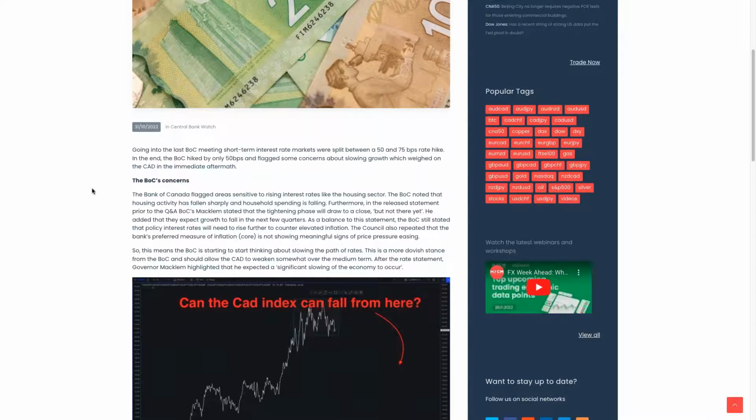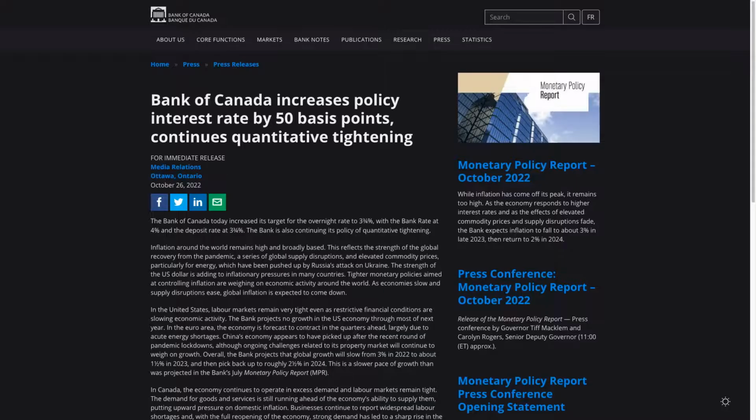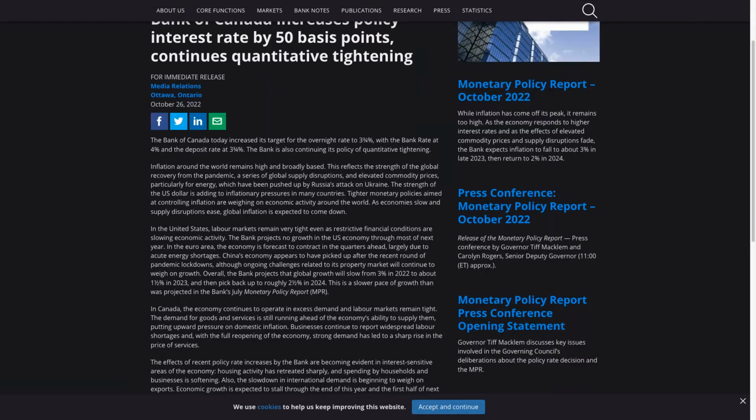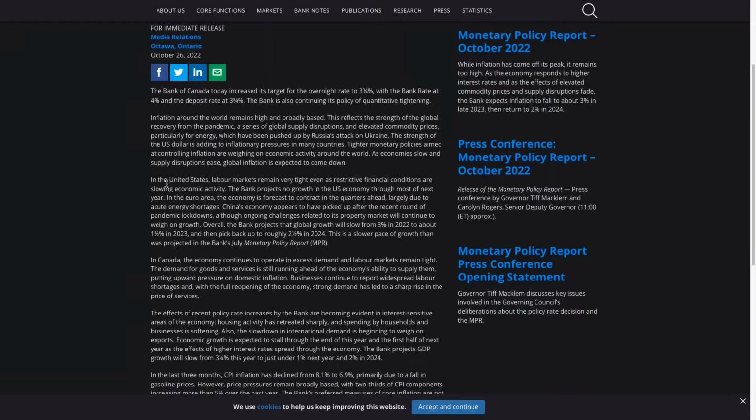And if you just have a look at the interest rate decision here, you can see they're expecting the economic activity to slow in the US, and they're expecting no growth in the US economy through most of next year. And we know that the Fed see the US economy base case as being in a recessionary economy. And remember that the US is Canada's biggest trading partner, which makes sense with the US and Canada sharing a border, being so close to each other.